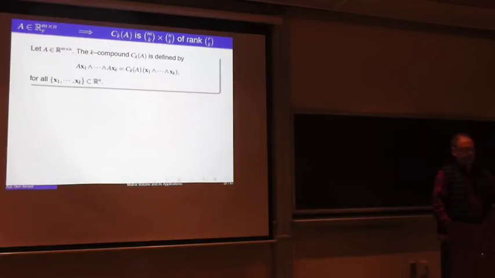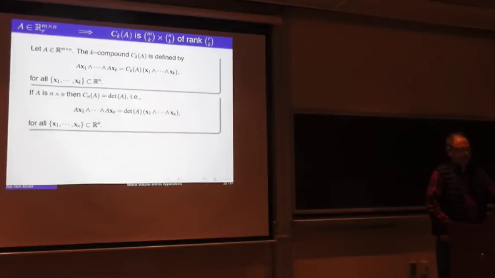Okay, now here are some nice results about the compound. The definition of the compound: if A is n by n, then the nth compound is just the determinant of A. The determinant of A can be positive or negative, or zero.